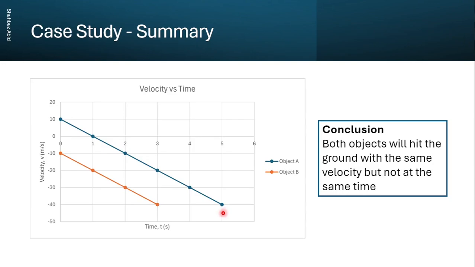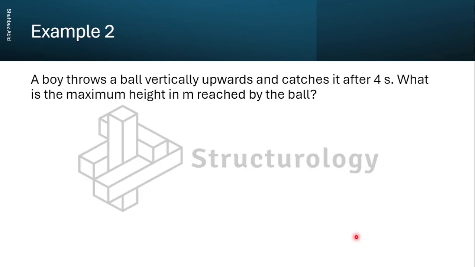So object B is going to reach first, and object A is going to reach 2 seconds after object B, but they are going to have the same final velocity, equal to negative 40 meters per second. So in conclusion, both objects will hit the ground with the same velocity but not at the same time. Let's see example 2.